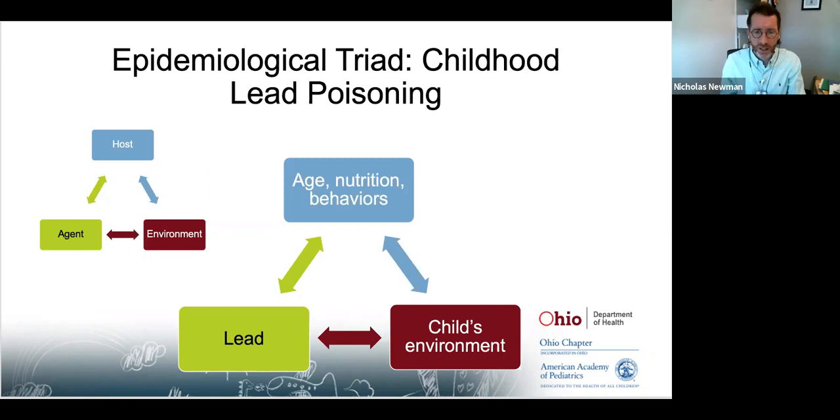So, as we've been working with COVID all this time, we can't do much to change the virus, but what can we change in the other parts of the triad to try to reduce disease? And the same thing with lead, what can we do in the other parts of the triad to try to reduce disease? Next slide, please.